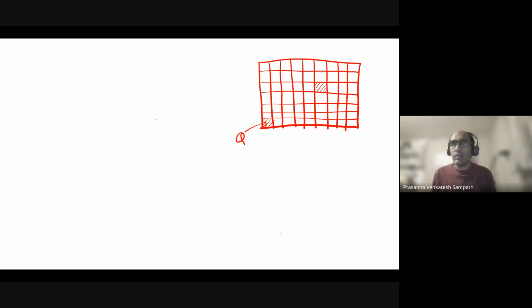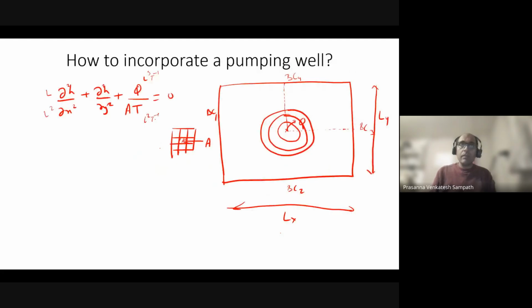Now if I pick any random cell in the middle of this domain, I know how to write this equation. The governing equation is del square h by del x square plus del square h by del y square plus q divided by T equal to 0. Now remember, this q is only in that one cell. It's not in every cell. This pumping well is not present in every cell.